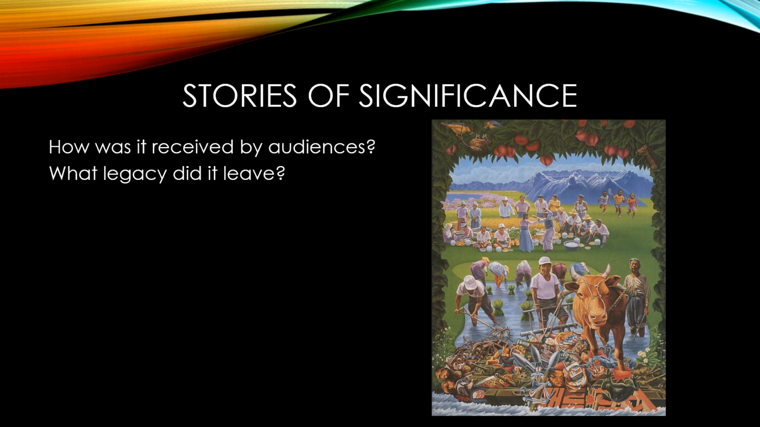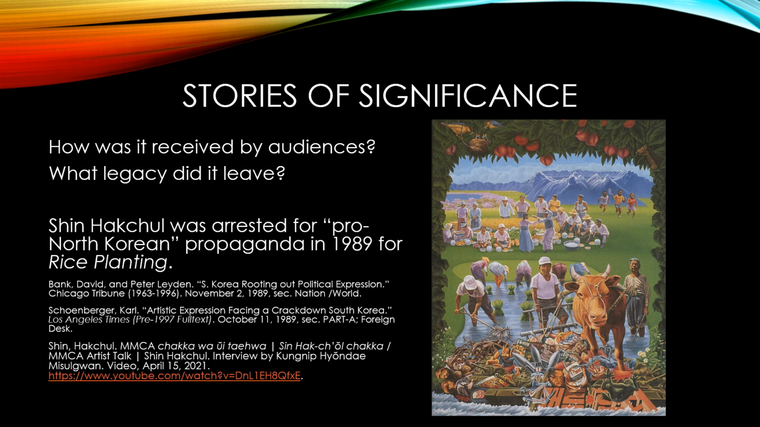A final consideration when interpreting an artwork or object is any stories of significance related to the artwork or object. How was it received by audiences? What legacy did it leave? If you are writing a visual analysis, these questions have likely already been posed to you. When I talk about Shin's rice planting, I will want to talk about how the artist was imprisoned from August to October 1989 because the Seoul police thought that the icon of Mount Paektu was a pro-North Korean symbol. We will want citations, especially to primary sources, to evidence this.